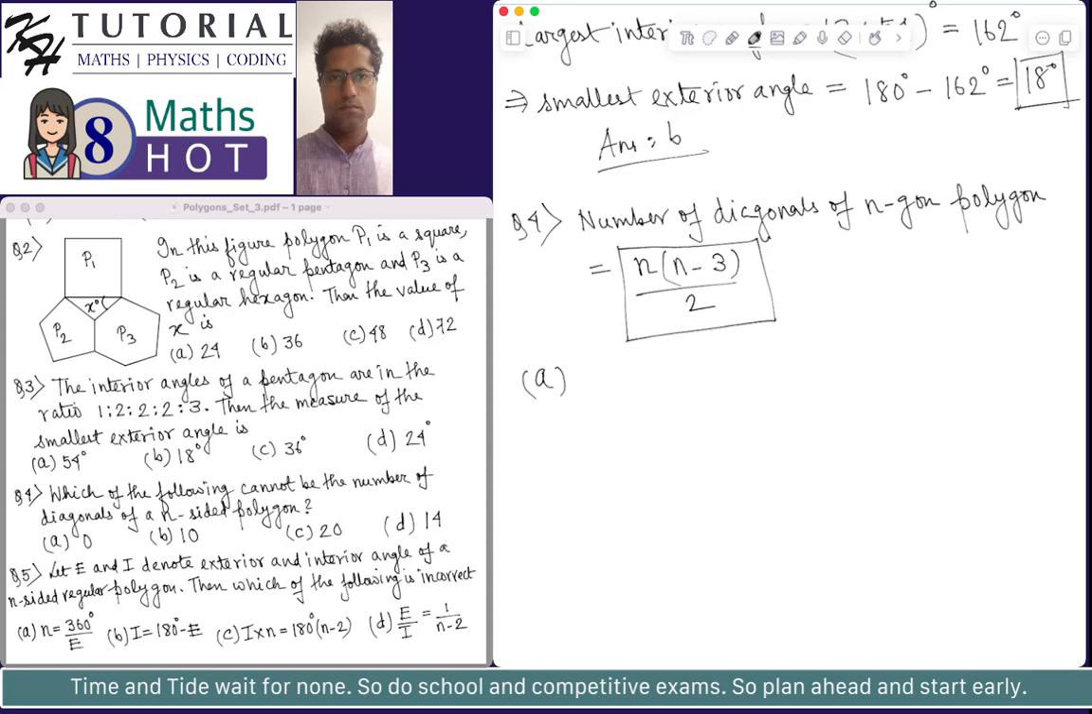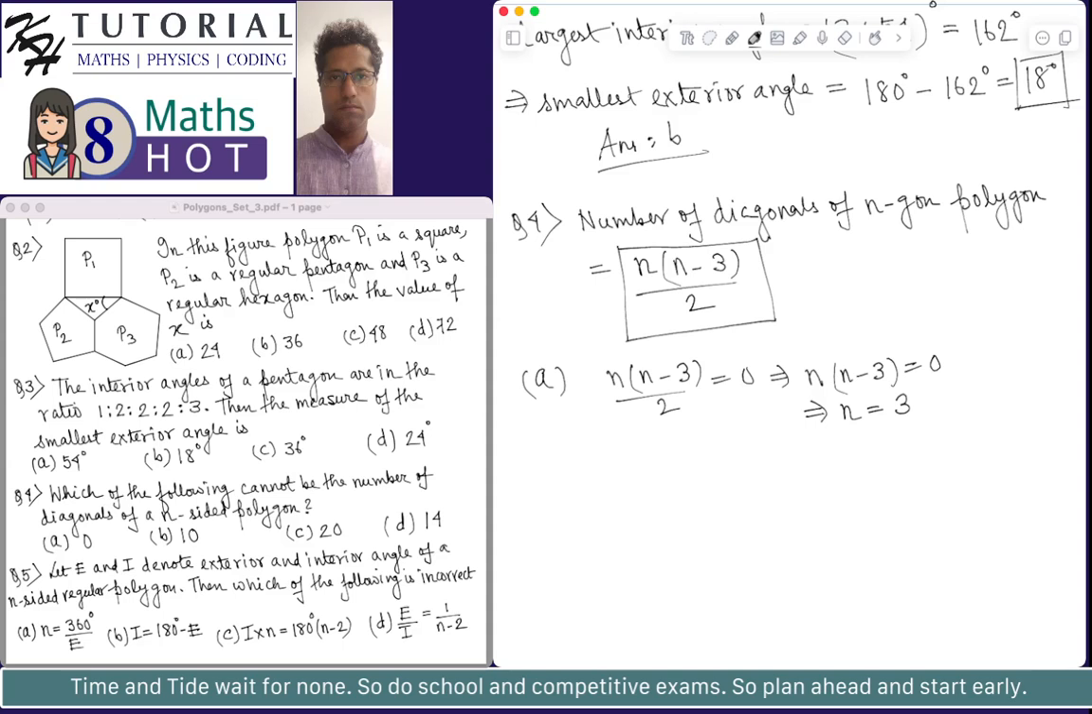So let's see choice A. If A says the number of diagonals is 0, this means we must have n into n minus 3 by 2 equal to 0. This implies n into n minus 3 is equal to 0, which will only be true when n is equal to 3. Now n cannot be 0. Please remember that n is the number of sides of a polygon, which is always greater than or equal to 3. So if n is 3, then the number of diagonals will be 0.